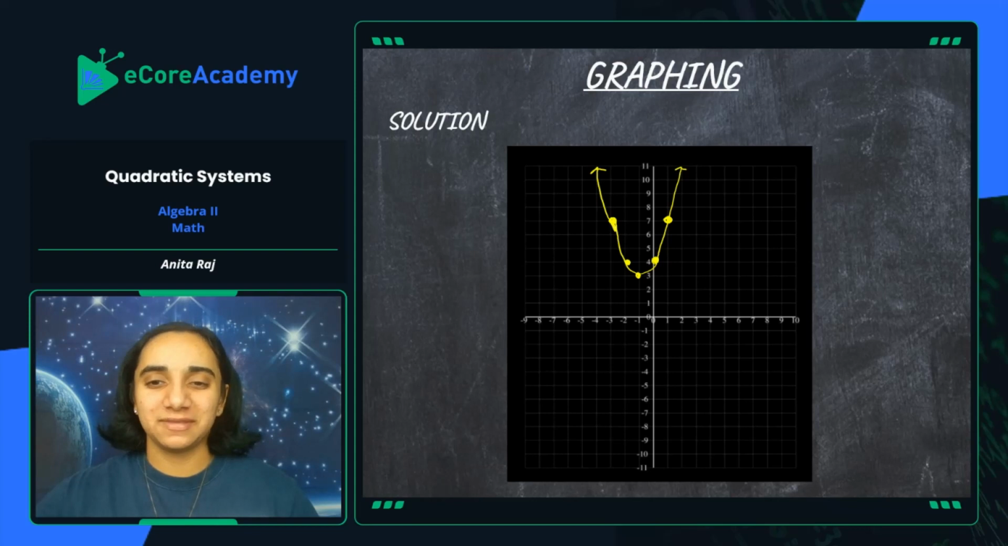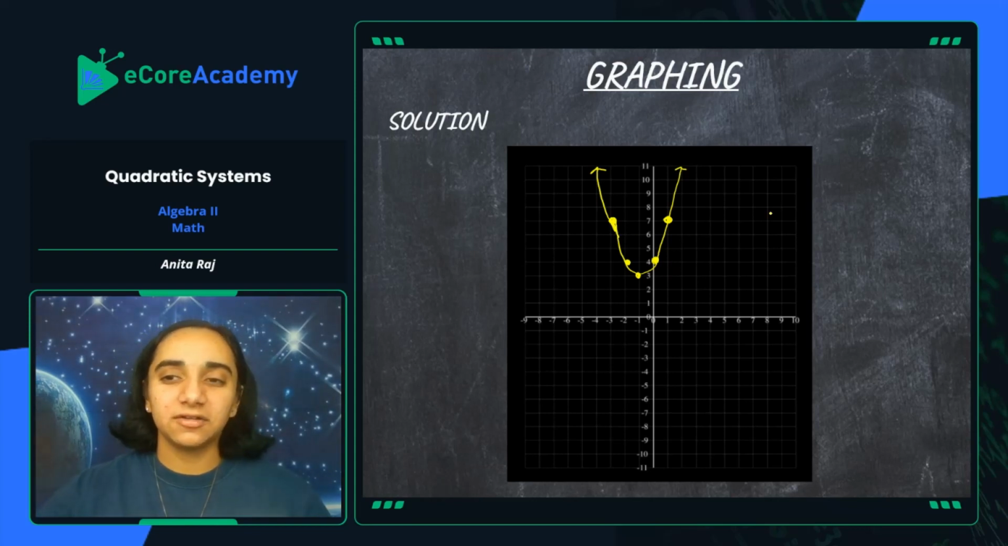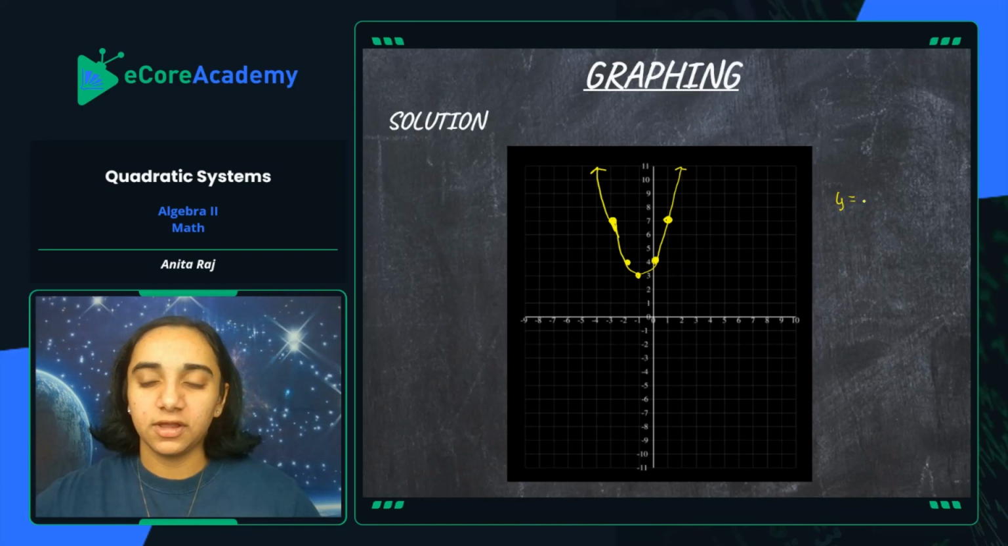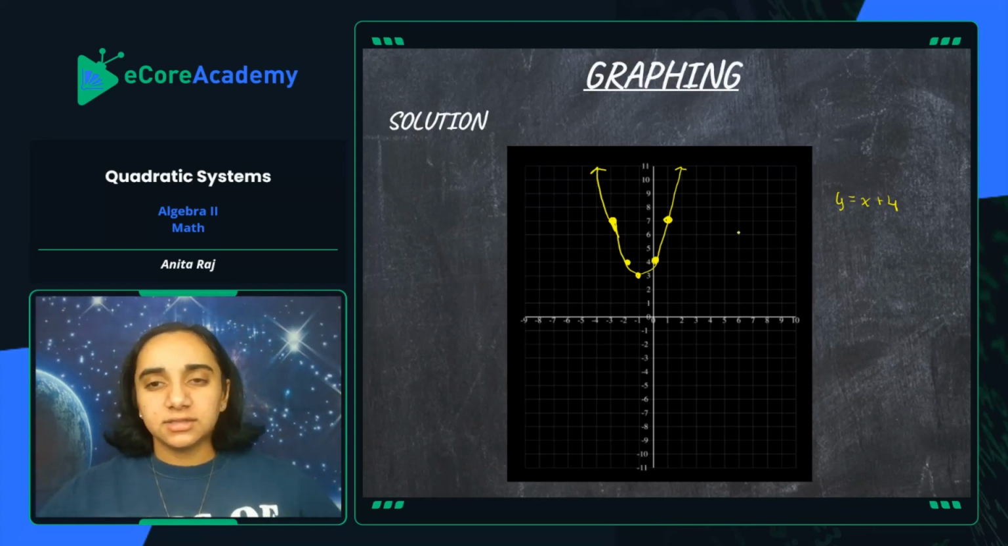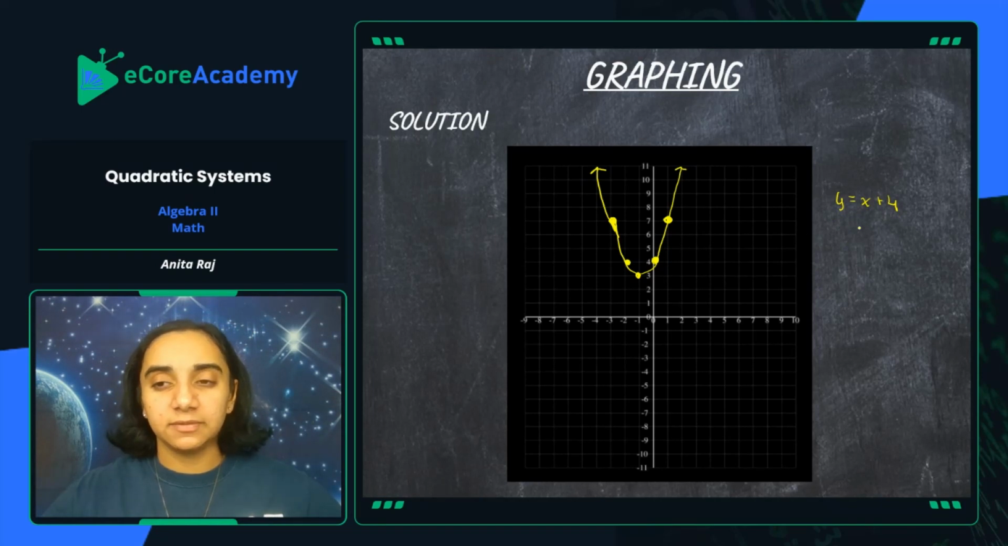Next, we have to graph our y equals x plus 4 line. Remember, we can just plug in values for that. Let's plug in 0 for x to find the y-intercept of this linear equation. If x is equal to 0, 0 plus 4 is 4, so we get the point 0, 4. That will be our y-intercept, because it intersects the y-axis. And that is actually a point that lies on the parabola, so let's leave that as is.